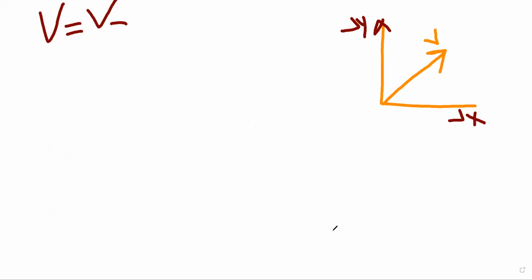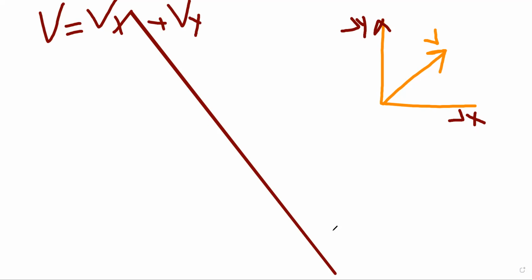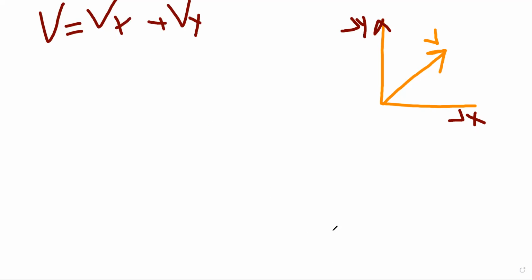So now, this is the ball. This is its velocity. As I told you, it will be resolved into Vx and Vy. Vx on the x-axis and Vy on the y-axis. Then the V here can be written as Vx plus Vy. Now, let's know how we can find the vertical component and the horizontal component. The horizontal component, which is Vx.